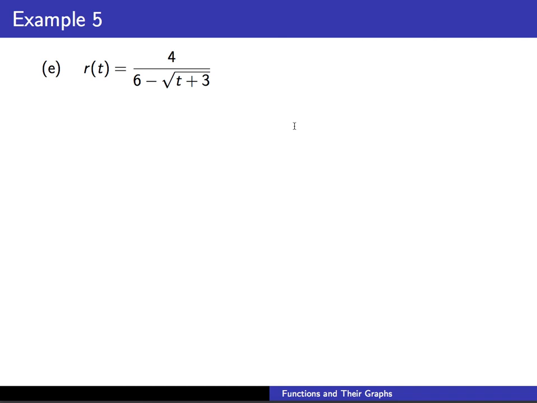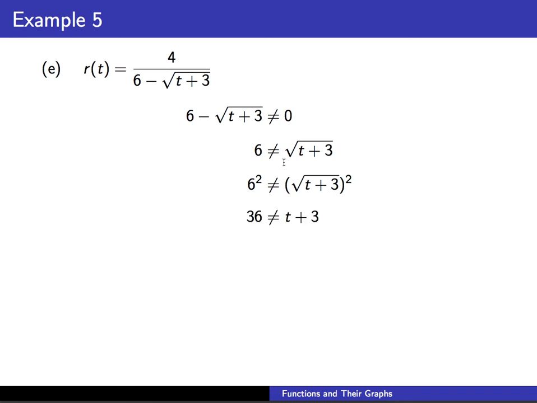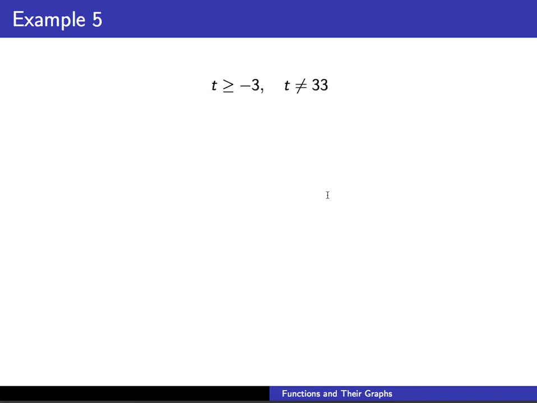In addition to that, the denominator, 6 minus the square root of t plus 3, is not allowed to come out to equal 0. So if we add the square root of t plus 3 to both sides, we get 6 not equal to the square root of t plus 3. To free up our t plus 3, we square both sides, and we get 36 can't equal the t plus 3, so t is not allowed to equal 33. So we said t has to be greater than or equal to -3, but it's not allowed to equal 33.